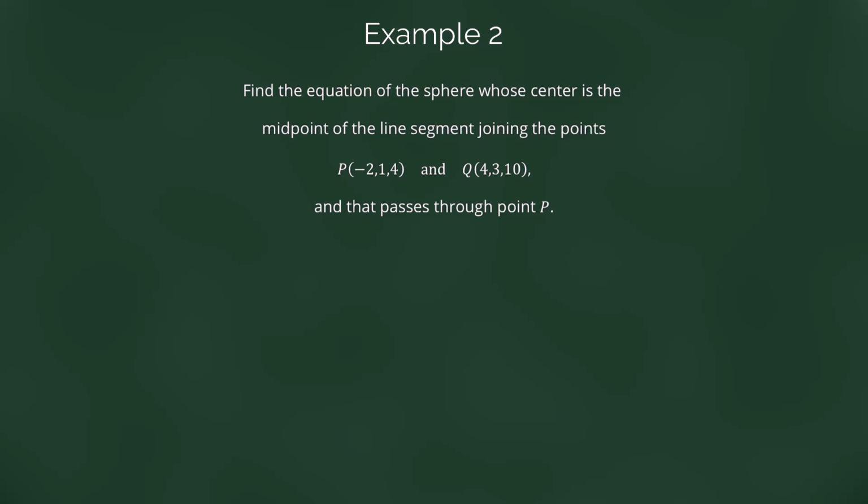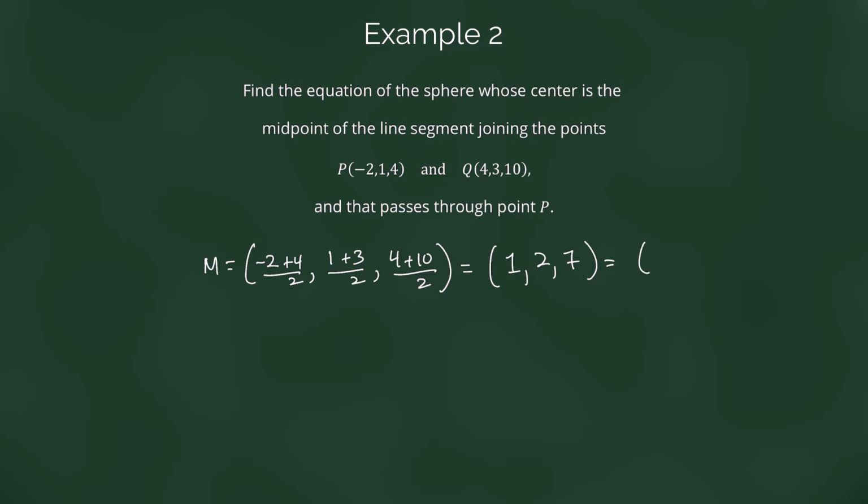So we know in order to find the midpoint, we just take the average of all of the coordinates. So the midpoint, we'll call it M, is going to be (negative 2 plus 4) divided by 2, (1 plus 3) divided by 2, and (4 plus 10) divided by 2. Just taking the average of each of those coordinates. And so we get (1, 2, 7) as our midpoint. So that's going to be the center. So that's our h, k, and l in our equation of the sphere.